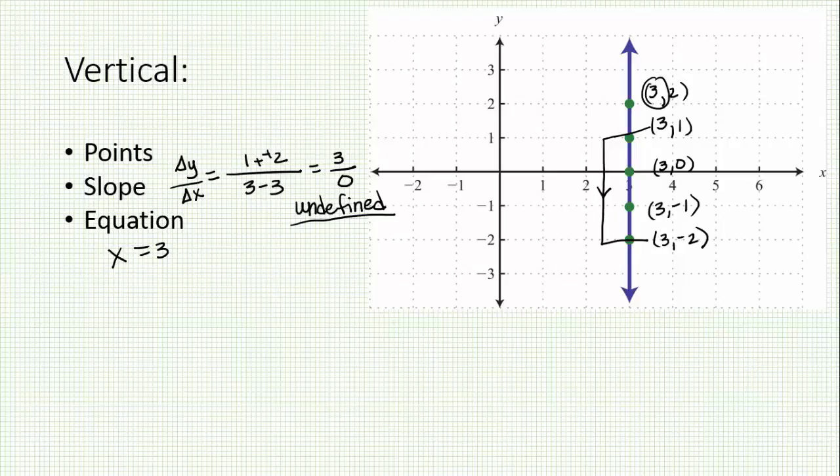Remember, 3 over 0 is like asking the question, how many times does 0 go into 3? Well, you can multiply 0 by things all day long, and it's never going to get anywhere close to 3, and that's why this is an undefined amount. So the slope of every vertical line is undefined, and the equation is x equals the number that it passes through right here on the x-axis. And it's also the x-coordinate that all the points share.